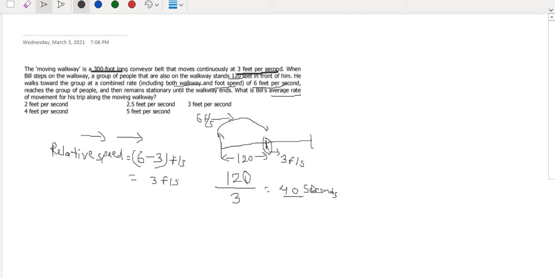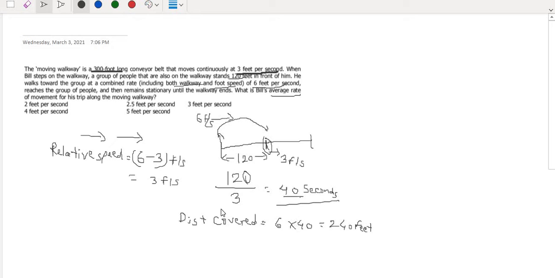Now since both Bill and the group are moving, we have to know how much distance is covered by Bill in those 40 seconds. The distance covered in 40 seconds will be 40 into 6, so 6 into 40, that will be 240 feet. So this much distance will be covered in 40 seconds by Bill to be with the group.